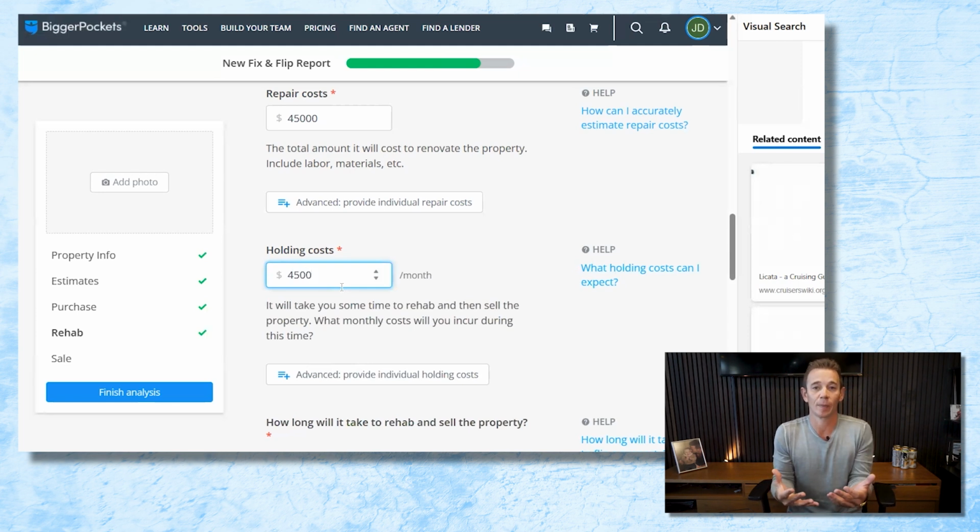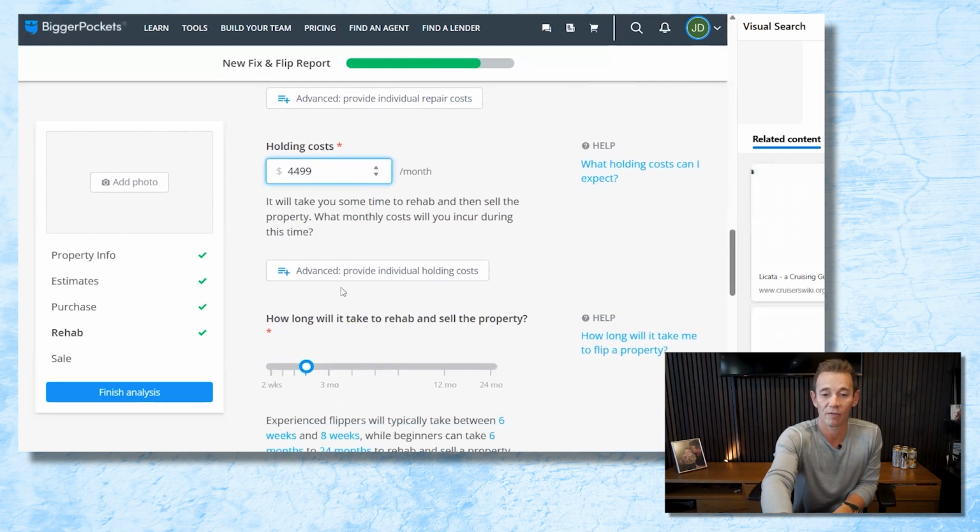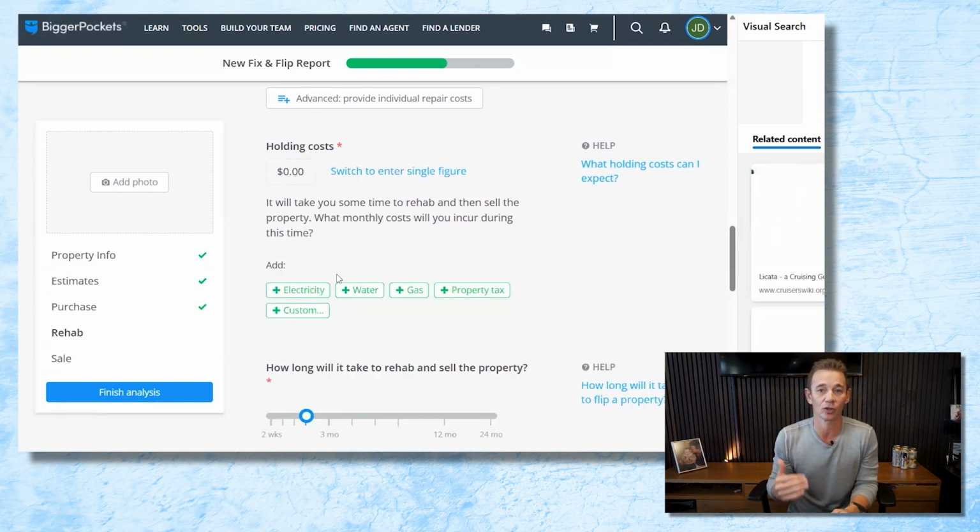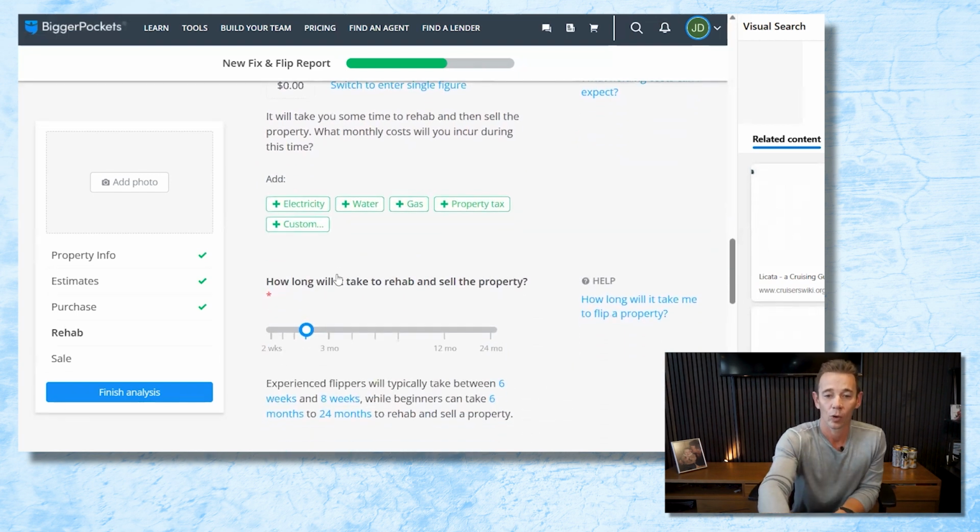When you're looking at these expenses, you can either put in the general cost at $4,500, or you can go advanced and break it down by line item: electrical, water, gas, property tax. Break them all down individually, and that's going to calculate that. We're going to stick with the $4,500 because I feel pretty comfortable about it.